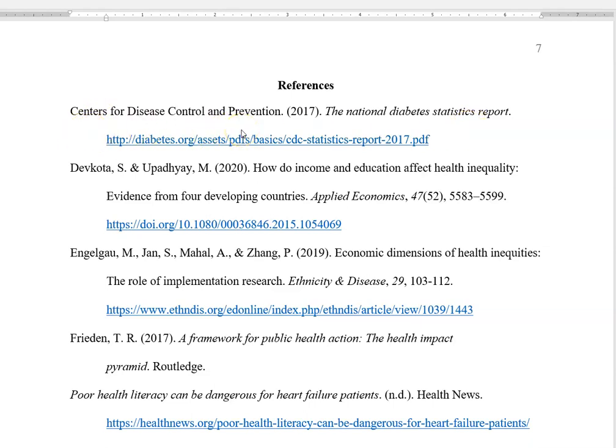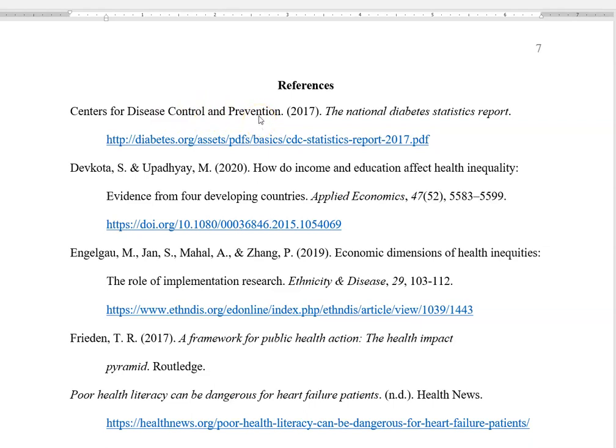And what you do is you start with the author. Well, if there's not a specific person or people who are the authors of it, sometimes it will be an organizational author. So the author of this web page is the Center for Disease Control and Prevention.